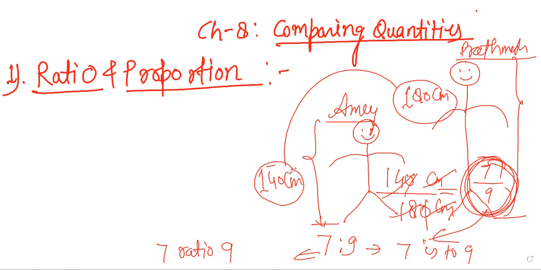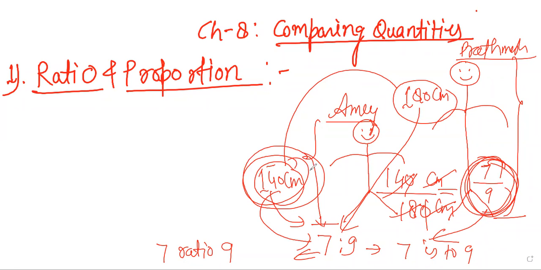Now earlier the heights were 140 centimeter and 180 centimeter. Now the answer is becoming 7/9. Now the question arises in the minds of students: sir, how did 7 come directly from 140, and how did 9 come from 180? So look here. These are the units of mathematical representation of the heights of Ame and Prathamesh, in centimeter or meter. And the same thing is written over here, but in the representation of ratio. Both are the same thing.